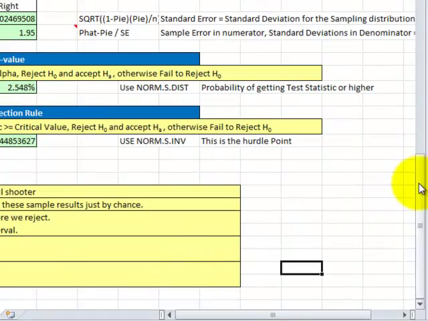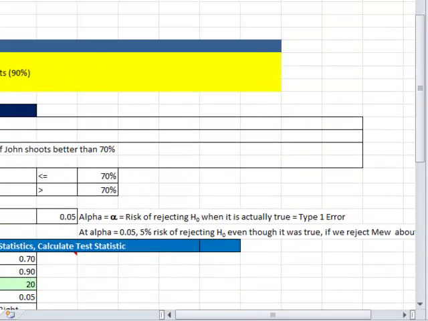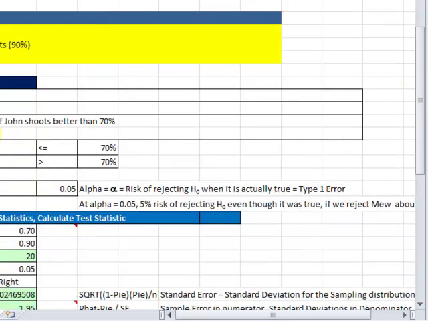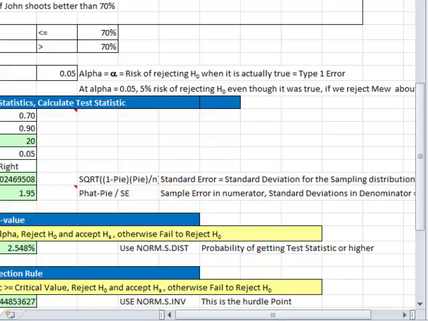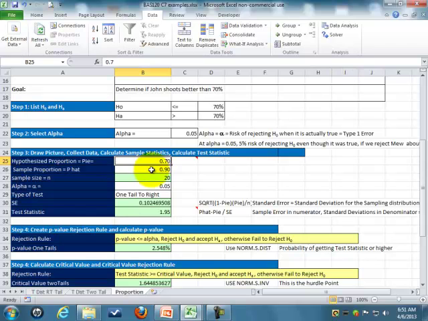The last example is a proportion. Let's say John is assumed to be a 70% foul shooter. You watch him one day, he makes 18 out of 20, 90%. Is John better than a 70% foul shooter? Again, we want to determine if John shoots better than 70%. It's a one-sided test, right? Because we're only interested if he shoots better. Alpha in this case, let's say, is 0.05. So our hypothesized proportion, pi, is 0.70. Our p-hat, our observed proportion, is 0.9. Then our sample size and our alpha. We're only interested in a one-sided test.